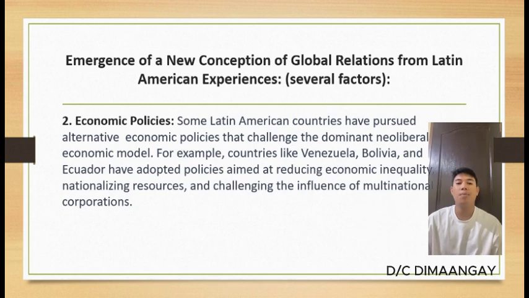Emergence of a new conception of global relations from Latin American experiences. Economic policies: some Latin American countries have pursued alternative economic policies that challenge the dominant neoliberal economic model. For example, countries like Venezuela, Bolivia, and Ecuador have adopted policies aimed at reducing economic inequality, nationalizing resources, and challenging the influence of multinational corporations.